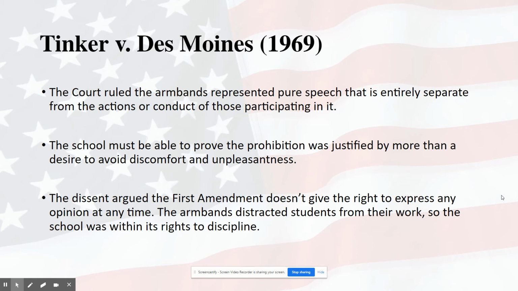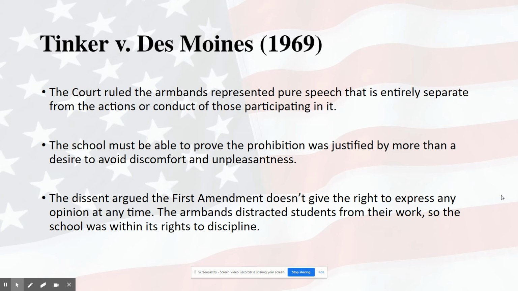So the court says that the school must be able to prove that the prohibition was justified by more than a desire to avoid discomfort and unpleasantness. Okay, so the fear of kids talking about them wearing armbands, and it just being an all-around issue that they have to deal with when they do it.